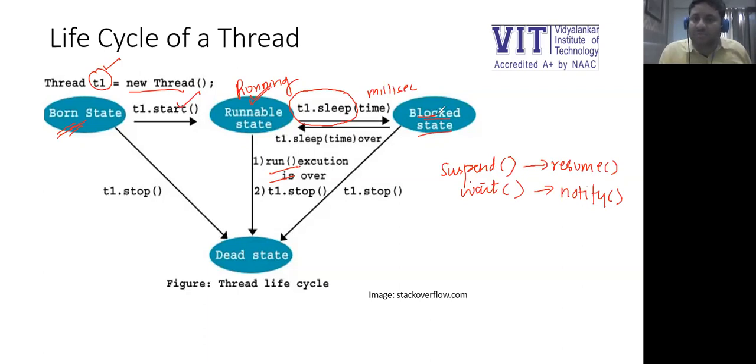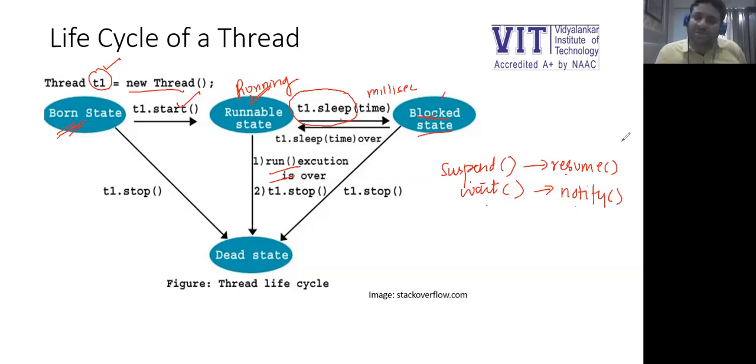Now, if a thread is blocked due to sleep, after the time lapse it goes back to runnable. If it is suspended due to suspend, after the resume method it goes back to runnable state. If it is blocked due to wait, after notify it will go back to runnable state. So this is about block state and running or runnable state.